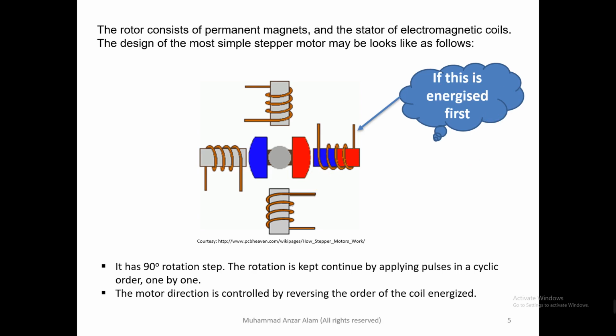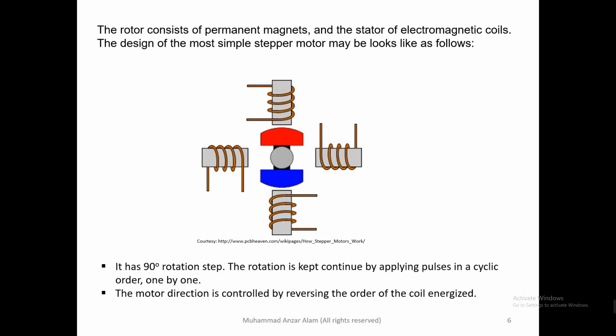So what type of motion is this? We rotated it from here to here. It's a clockwise rotation. Now, what happens if we want to get anti-clockwise rotation?